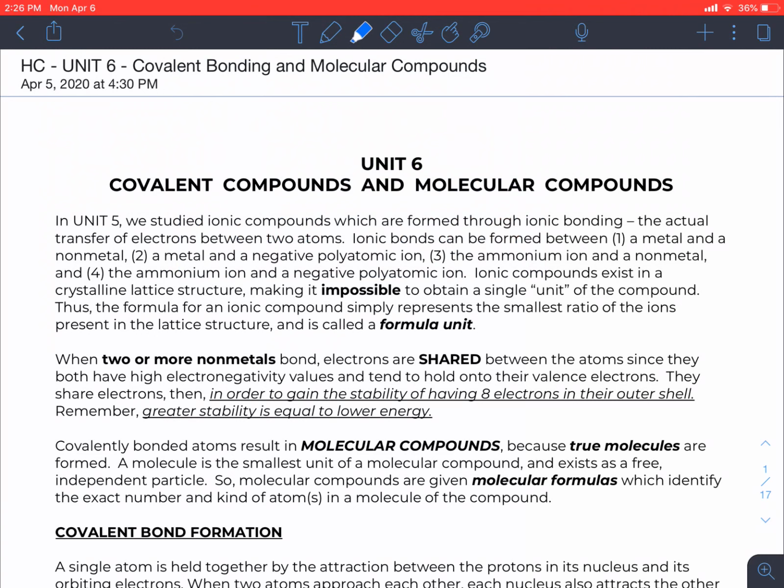Okay, so we're starting Unit 6. This is covalent compounds and molecular compounds. We just got off of learning periodic trends and ionic compounds.